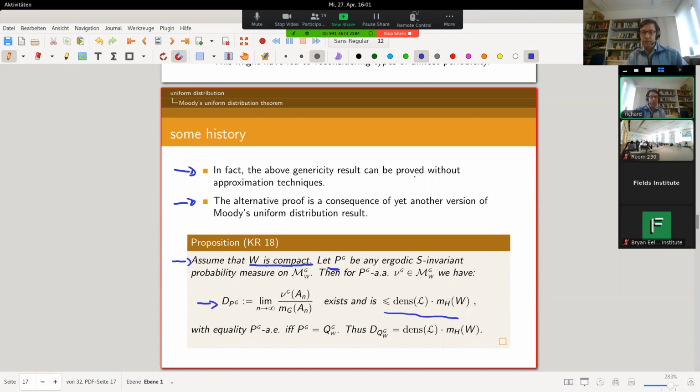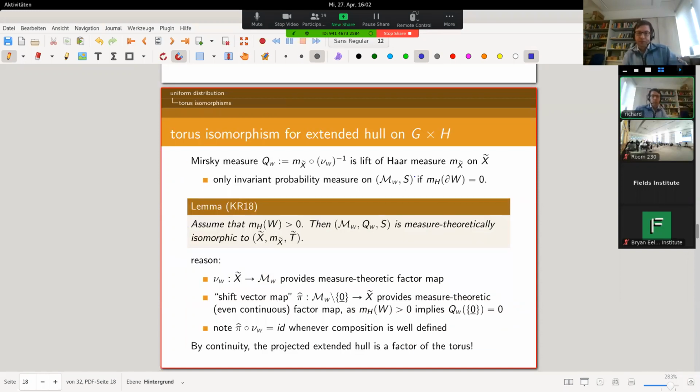if and only if the measure you take is the Mirsky measure. And this is a refinement in some way of this uniform distribution result. And this can be used to prove this maximal density theorem. Good. So next, what we would like to do is make the intuition precise that the extended hull should actually be isomorphic to the torus.